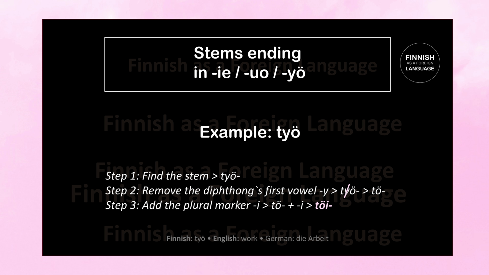And then in the third step, we finally add again the plural marker i. So that means we have o plus i and we get oi. Oi is our plural stem. Now let's add the case endings again.